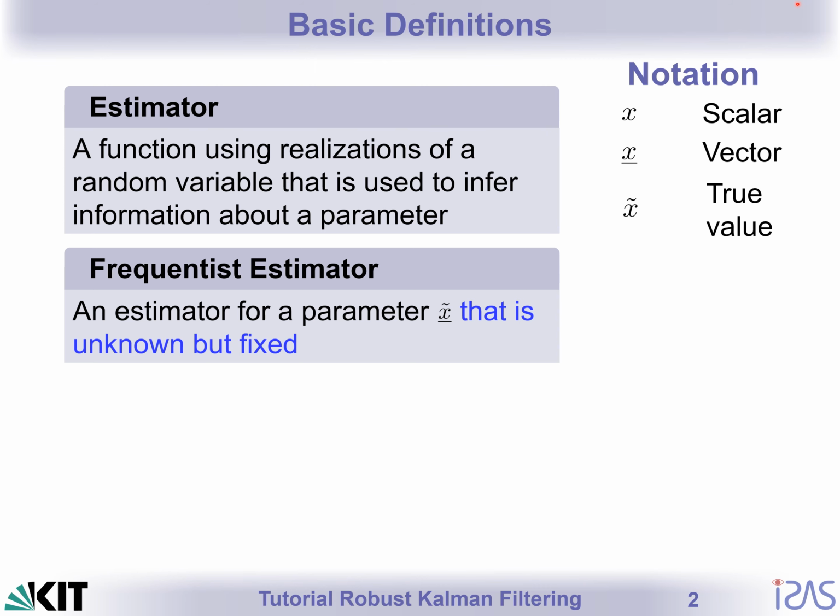Here and in the following, we use some notation: x is a scalar. If we underline something, that's a vector, and if we put a tilde above it, that means that it's the true value.